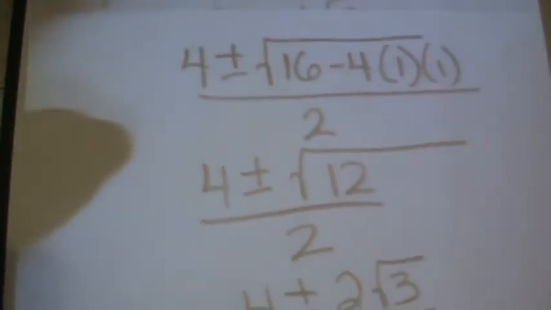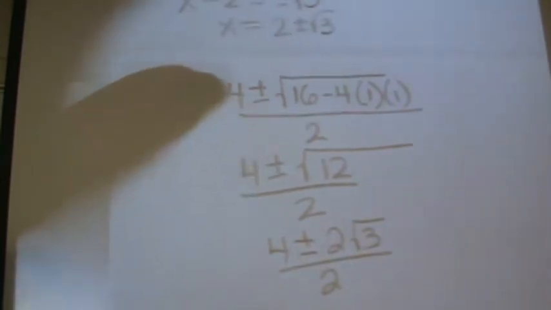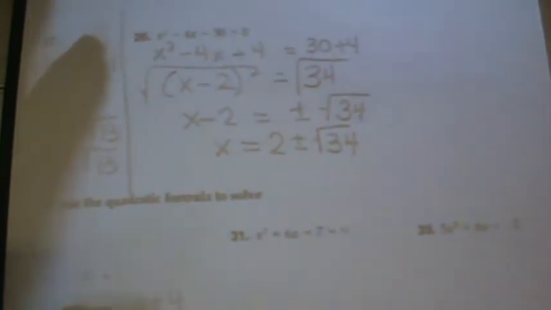Why is 2 plus or minus root 3 different than this? Because this is not simplified. 2 goes into 4 2 times, and then they cancel. So you will get the same answer. You want to do complete the square? Seems like completing the square, as much as you guys hated it, it's actually easier.